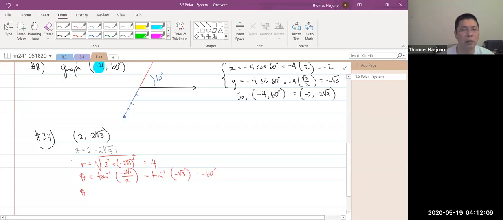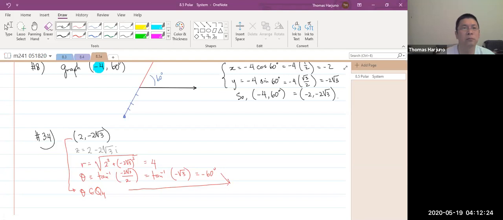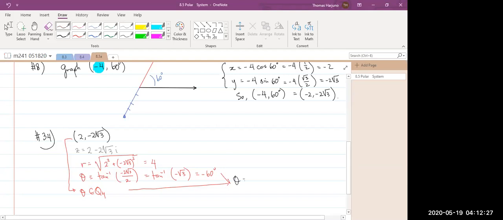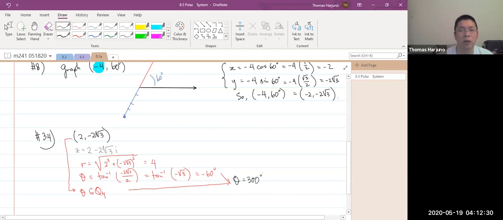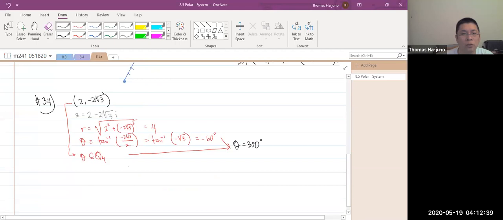However, I know my theta is in which quadrant? The x is positive, the y is negative. It's in quadrant 4. So what is the angle then? Theta equals 300 degrees, although you can actually use negative 60 degrees because they are coterminal. So 2 comma negative 2 radical 3 is equal to 4 comma 300 degrees in polar.